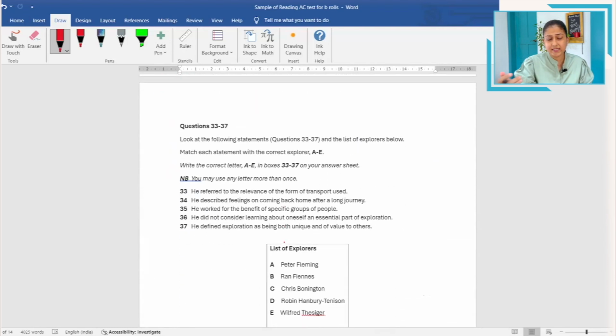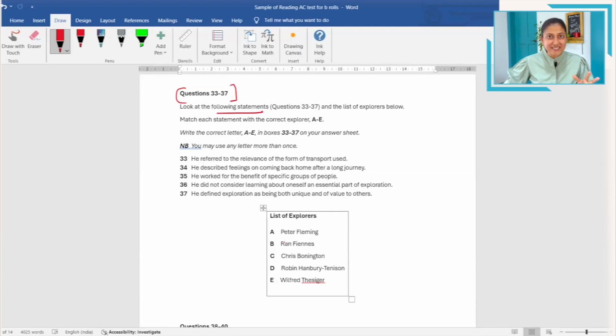We scroll down, we see that there is a second set. This second set has again some questions, let's say 5 questions are there. What do we see here? Well, look at the instructions, it says, look at the following information, questions 33 to 37, and the list of explorers below. Match each statement with the correct explorer. So, there are different statements given, and then there is a list of different explorers. You have to find out which information or which sentence matches with which explorer.